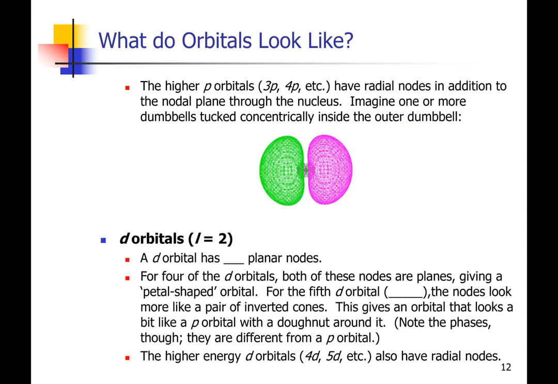Just like the s orbitals, if you have nodes left over after that initial planar node because you have a principal quantum number of 3 or higher, there will be radial nodes as well. So then you will have what looks like the shape nested inside a bigger version of the shape, nested inside a bigger version of the shape, as you see in this diagram here.